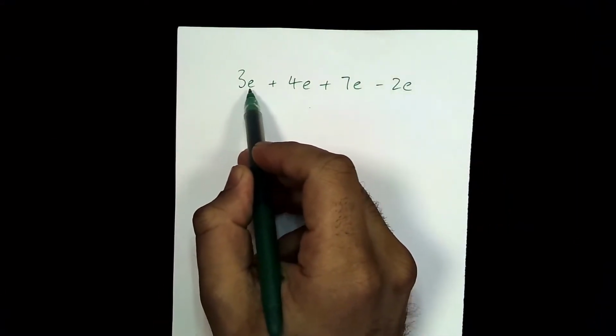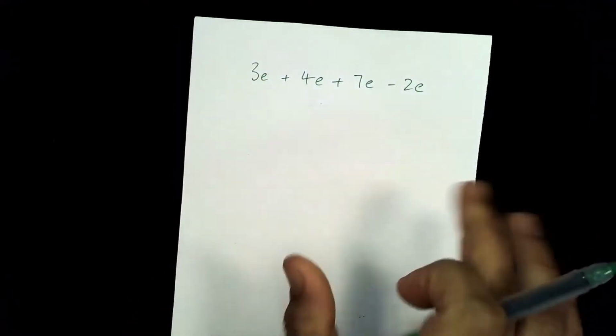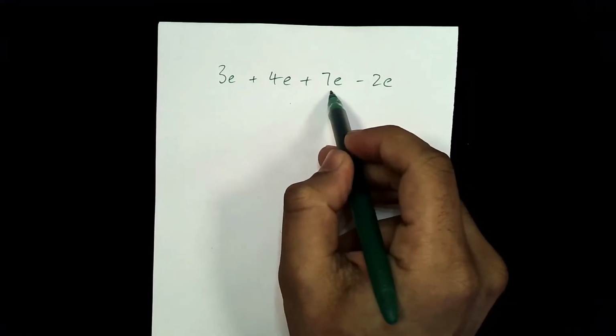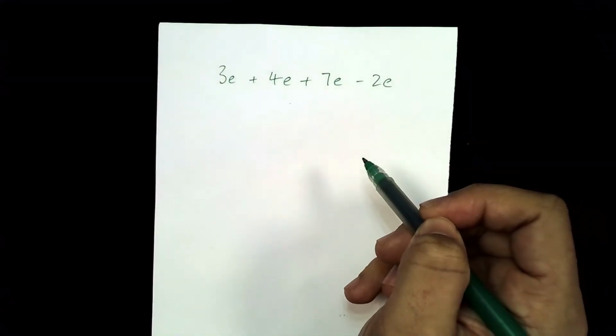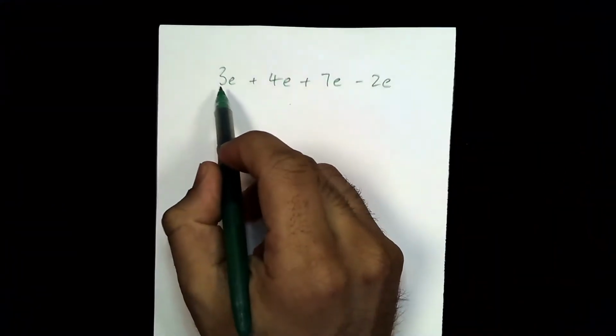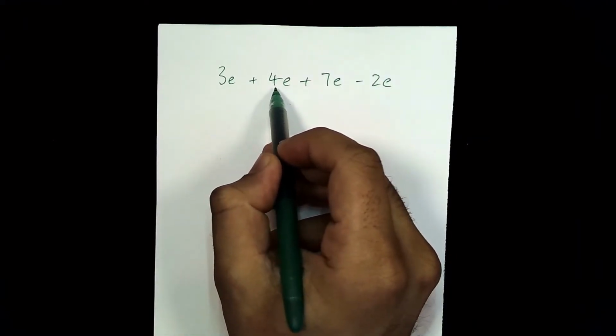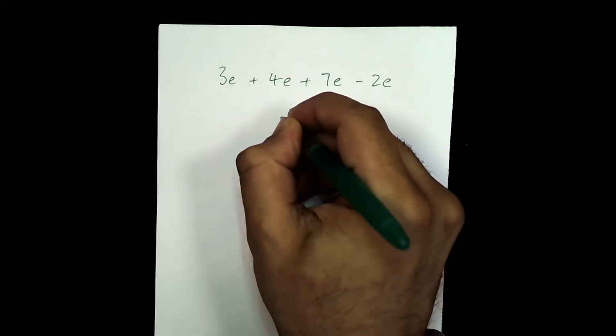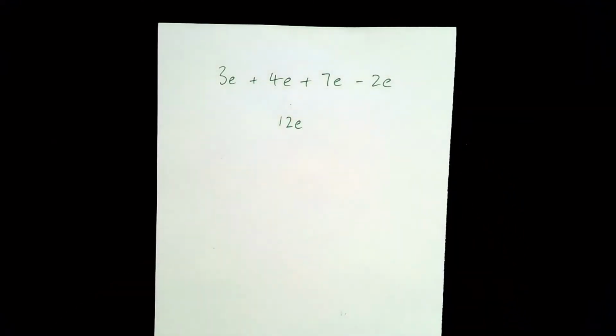So, consider them something beginning with E, eggs. 3 eggs, add 4 eggs, add 7 eggs, take away 2 eggs. How many eggs are you left with? So 3 add 4 is 7, add another 7, 14, take away 2. My answer is 12E, 12 eggs.